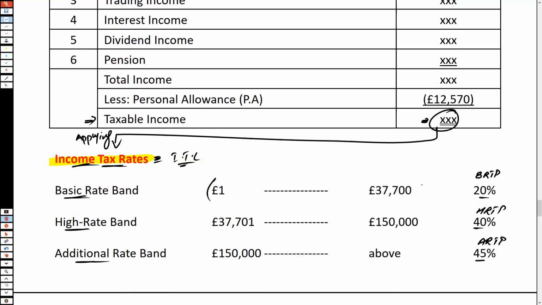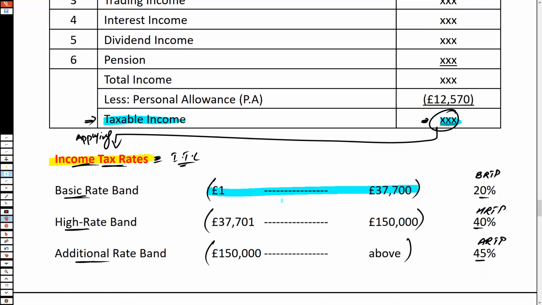But these rates are applied in the form of bands. If a person's taxable income, I'm talking about this taxable income, is in between these band limits, then 20% is applicable. If additional taxable income is falling in these band limits, to this extent the tax rate will be 40%. And if the taxable income is more than 150,000, then any amount in excess of 150,000 is subject to tax at 45%.